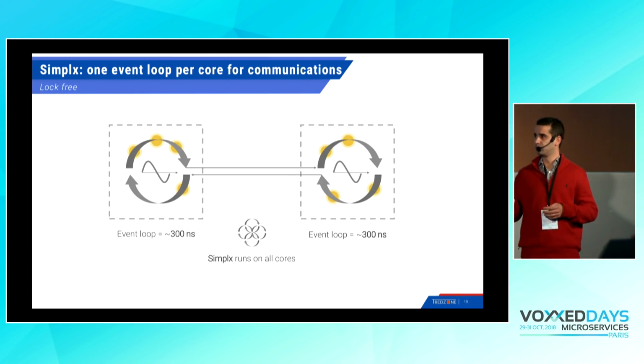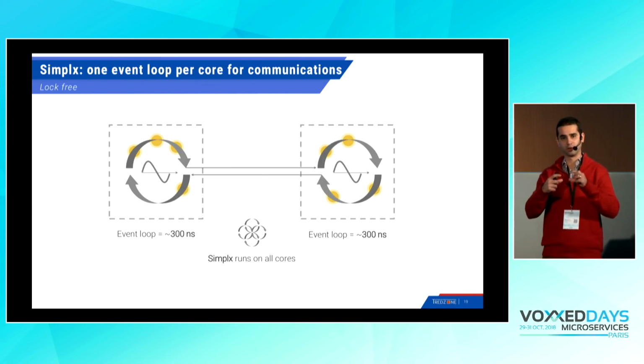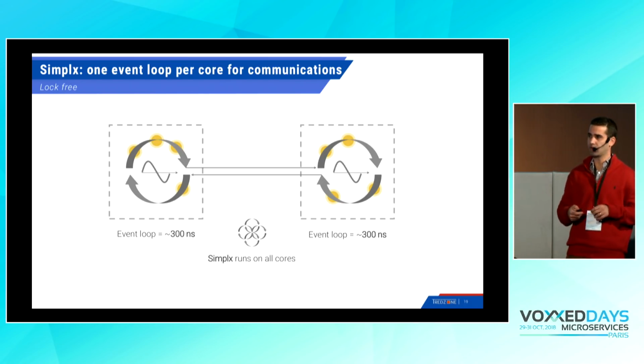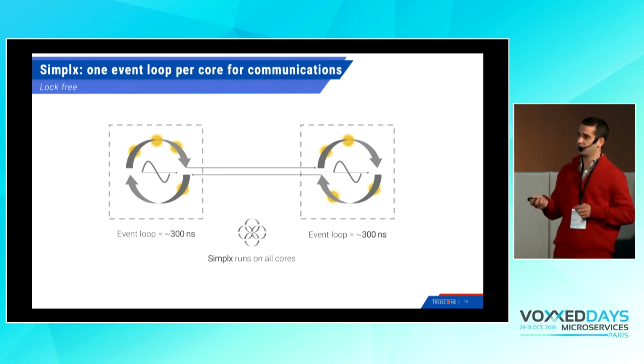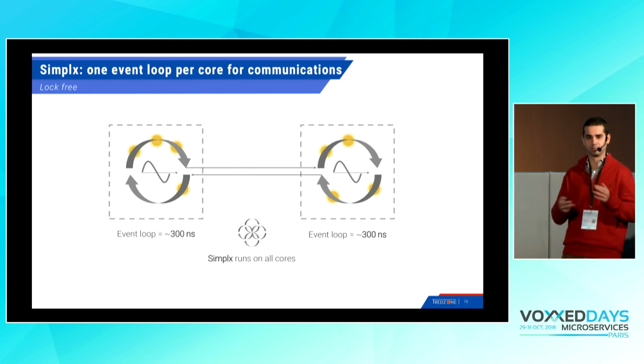This event loop will check the events received from other cores or the same core. It depends if the actors are communicating on the same core. And then it schedules the right callback for the right function for each actor. And the way Simplex is, an event loop, if it's in idle mode, it's around 300 nanoseconds. It depends on the machine, so it can be 200, can be 400, depends on the frequency of your machine.